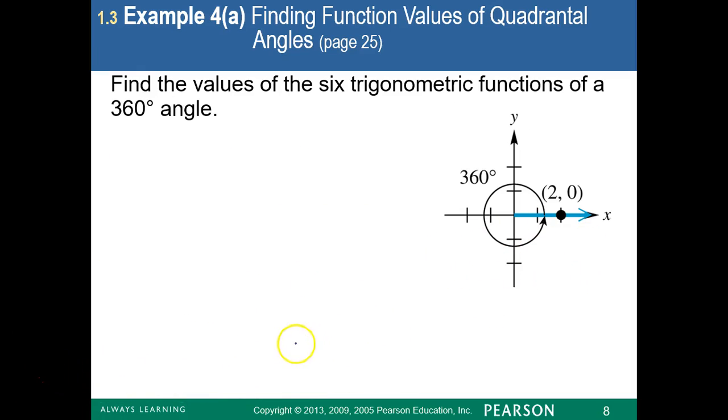Okay, so on this next example, what we're asked to find is all the 6 trig functions of a quadrantal angle. And this right here, 360, is one of our quadrantal angles. Remember, the other 3 are 90, 180, and 270. And we'll look at another quadrantal angle on the next slide. So this one, 360. Let's find all 6 trig function values for that.